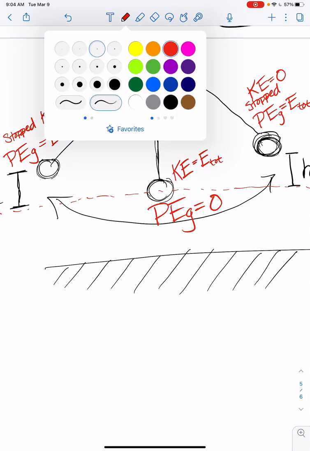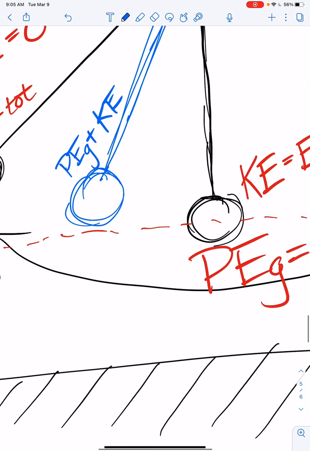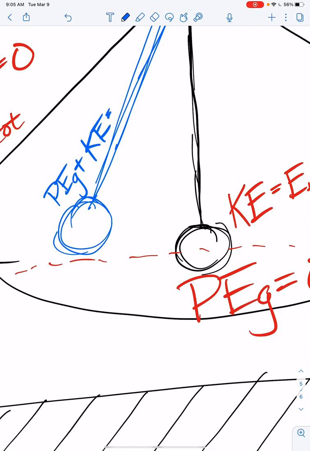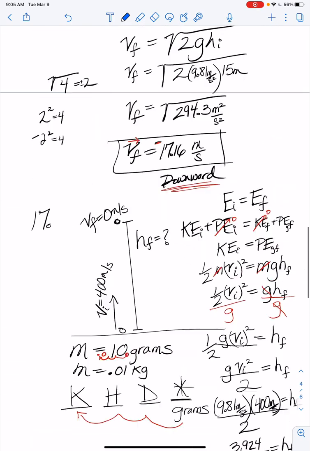And then obviously if there was a point maybe here in blue, in between right here, then at this point there would be some combination. It would have both PE grav and KE, but neither would be at a maximum. These two together would equal the total energy. All right.